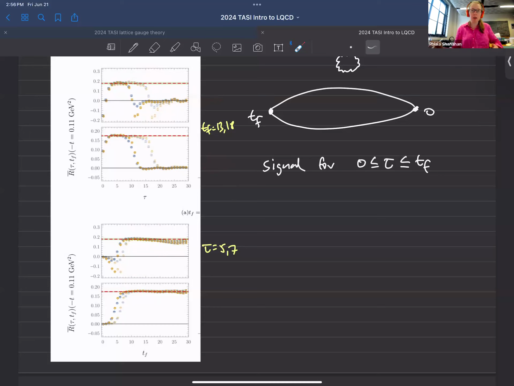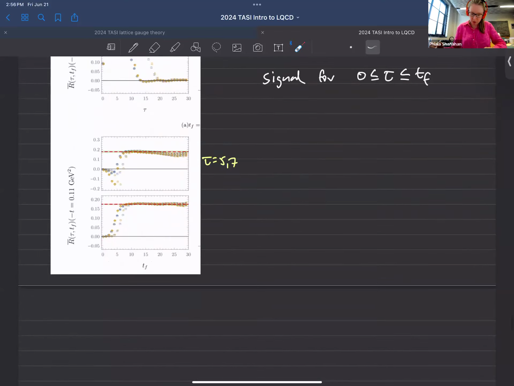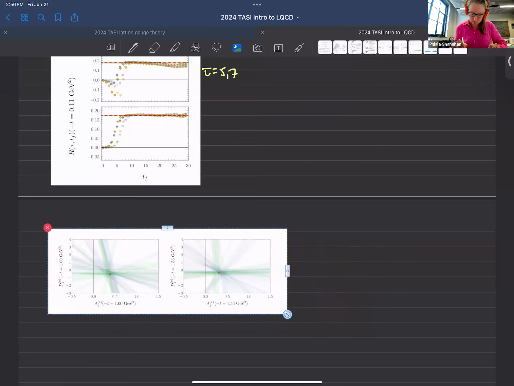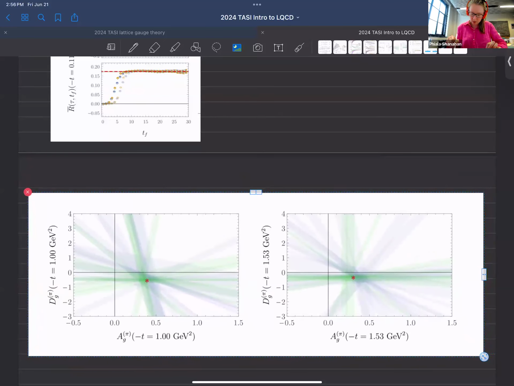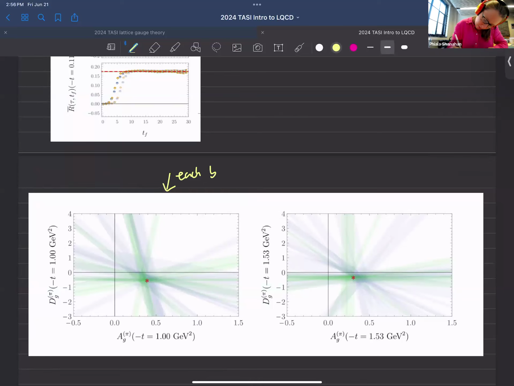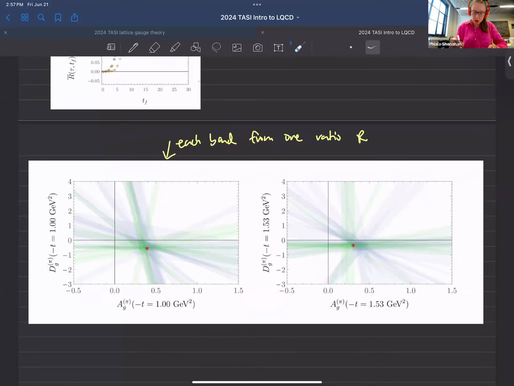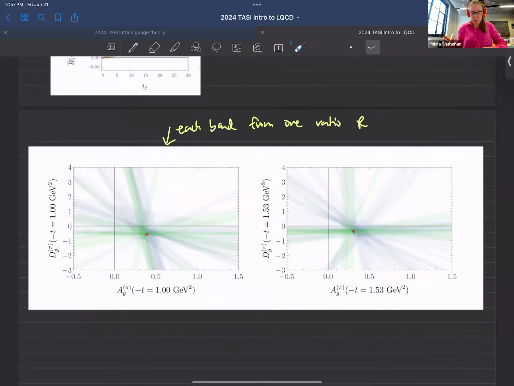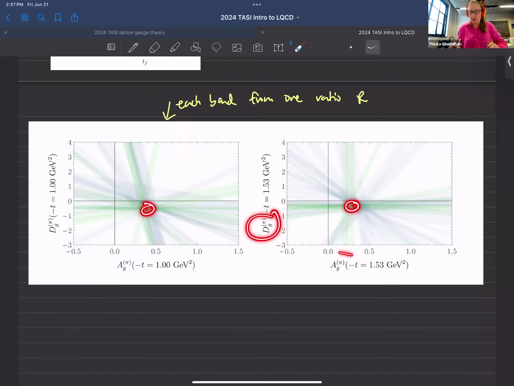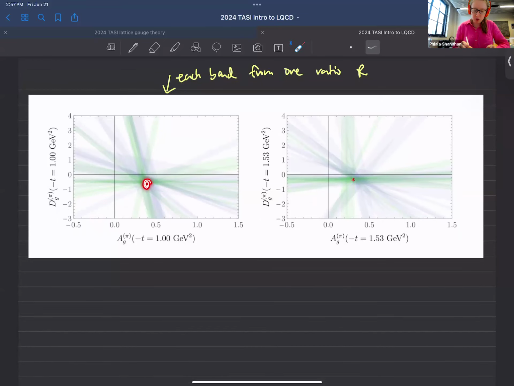These two panels are for different choices of operator. So for each of these, you fit, you extract some number, and all of those together give you a system of equations. So here, each band is from one ratio. These are just at different values of t, so different momentum transfer. Each of these bands is coming from a different fit here to a different ratio. You solve the linear system to extract D and A in each case. Remember, each ratio gives you some linear combination of D and A, which is hence a band on this plot. Okay, then you solve the system. This gives you a value for D and A at 1 GeV squared. This gives you a value for D and A at 1.53 GeV squared.